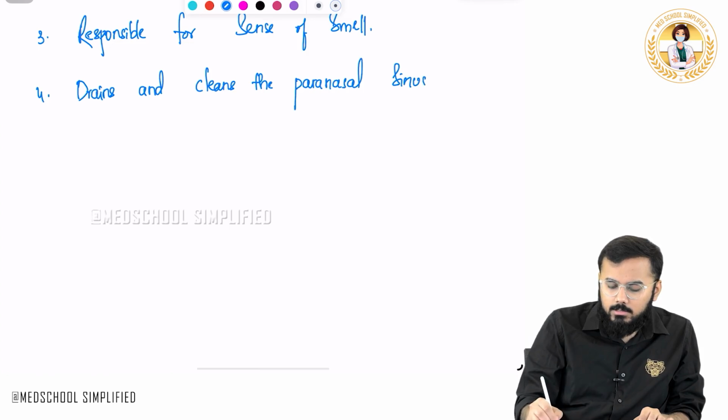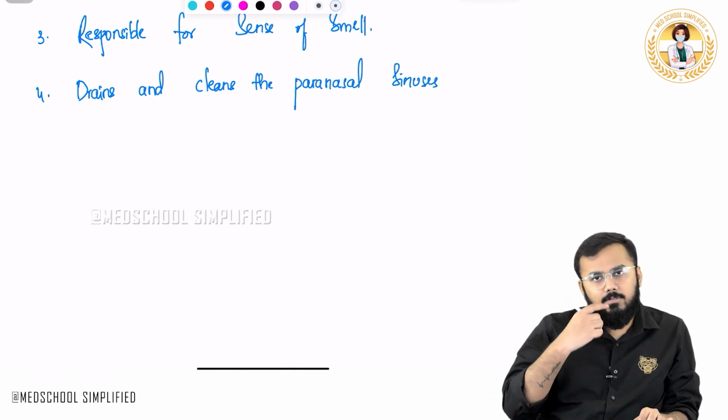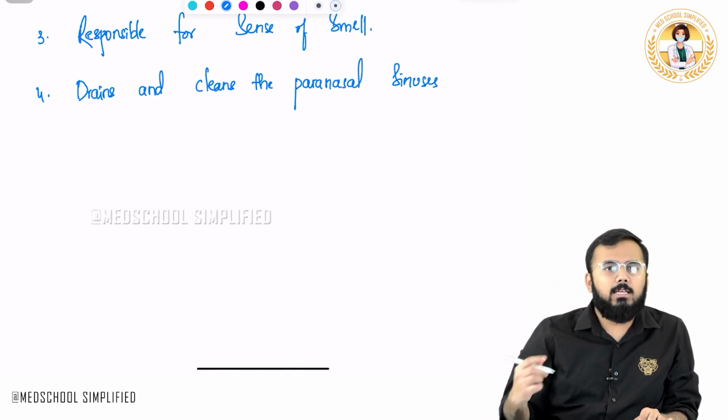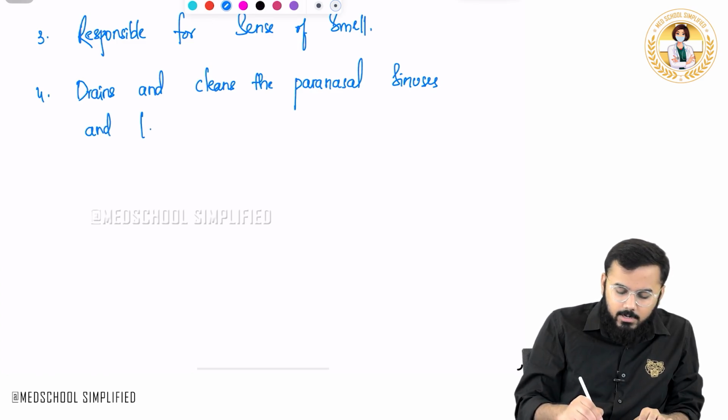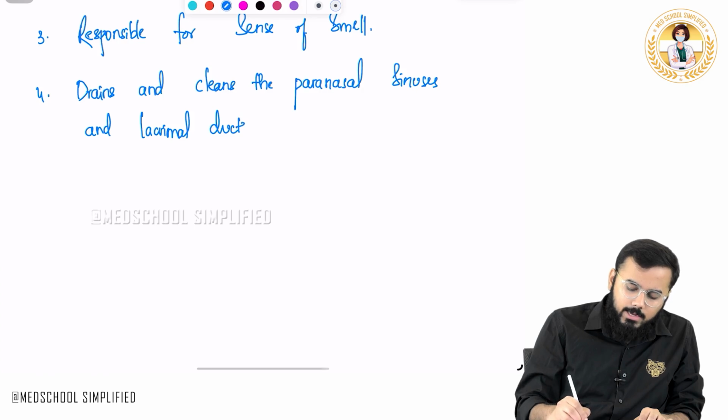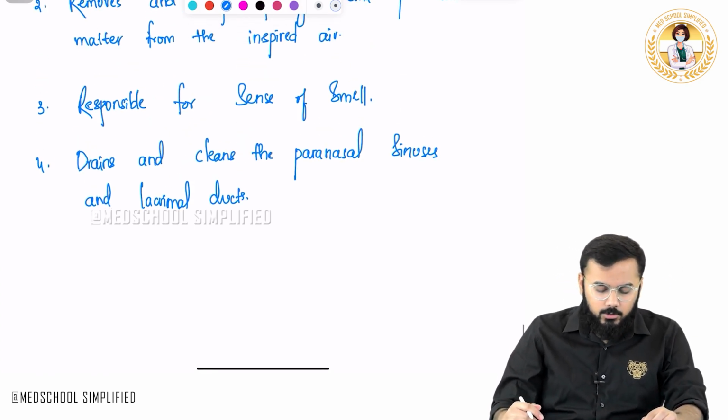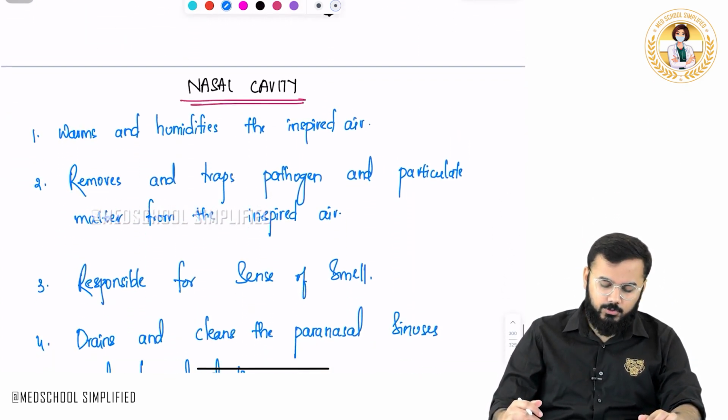Not only sinuses, you also have ducts. What ducts attach all the way from the lacrimal gland to the nose? That is your nasolacrimal duct, and the lacrimal ducts also. So these are the four important functions which you can see.